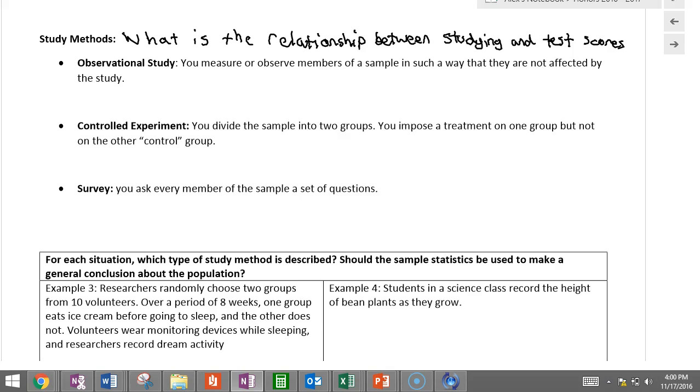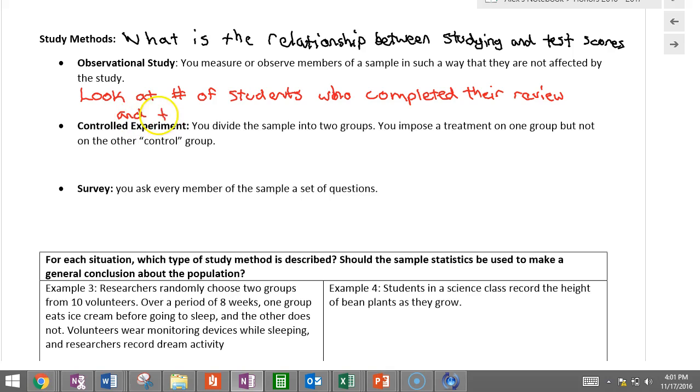So the first type we have is an observational study. You measure or observe members of a sample in such a way that they are not affected by the study. So in this case, I could look at the number of students who completed their review and their test scores.